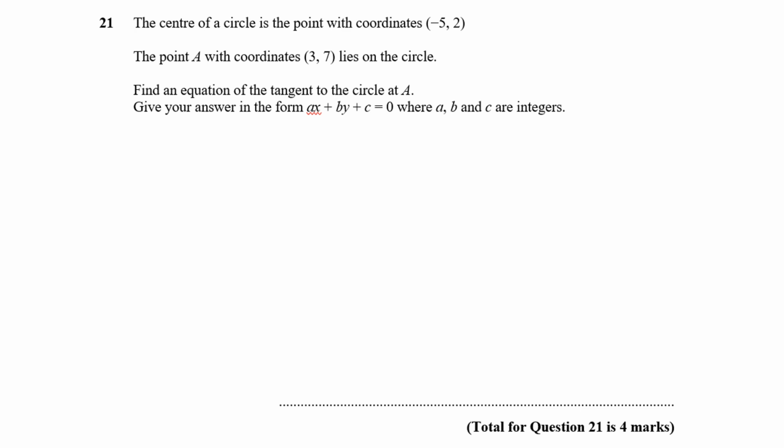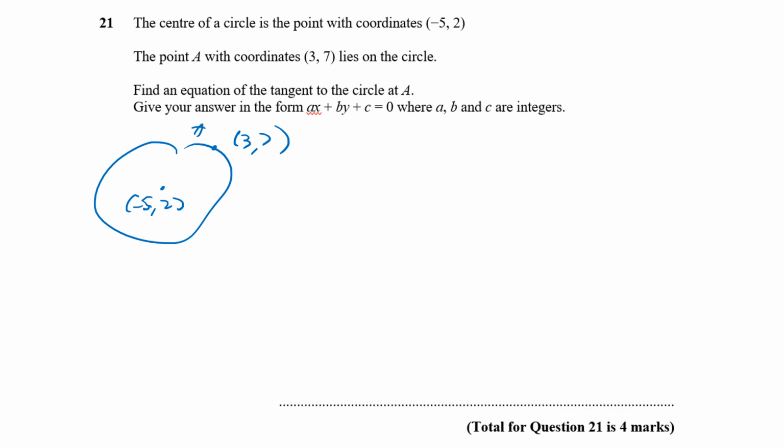Question 21. We have a circle whose centre has coordinates (-5, 2), and the point A has coordinates (3, 7) and lies on the circle. So I think of any circle, the centre is (-5, 2) and a point on the circle is (3, 7). We want to find an equation of the tangent to the circle at A.